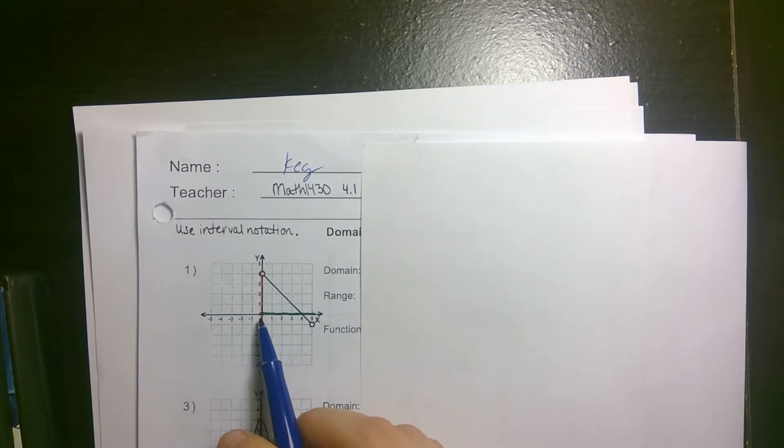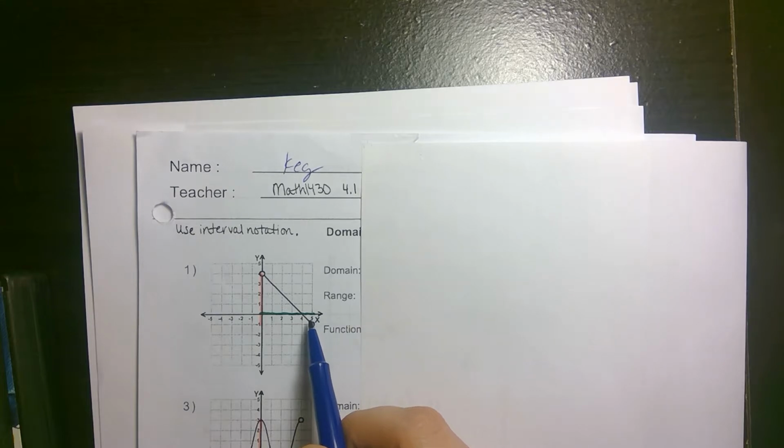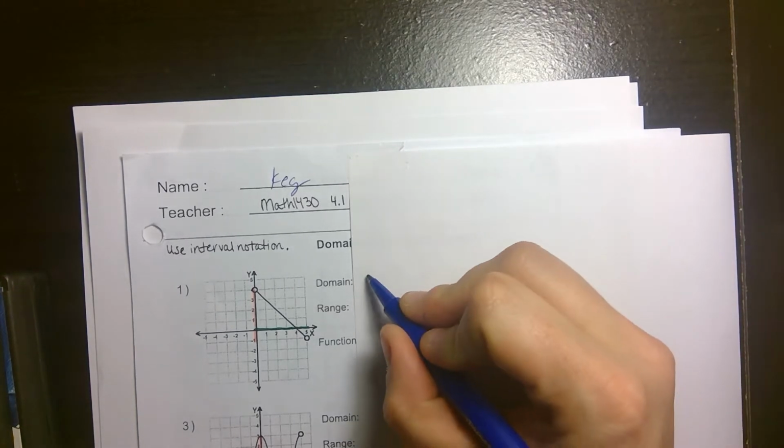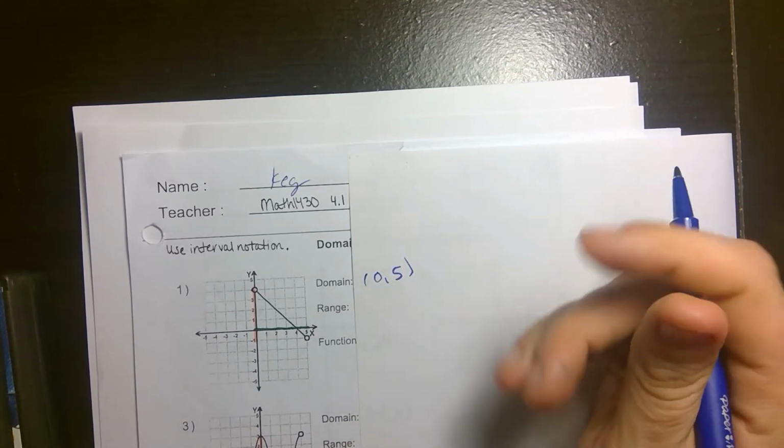Well, you can see that I've colored that in green, and you can see that it goes from 0 all the way over here to 5. However, notice at 5 there's an open circle, and at 0 there's an open circle. So the domain of this particular picture is from 0 to 5 with parentheses.